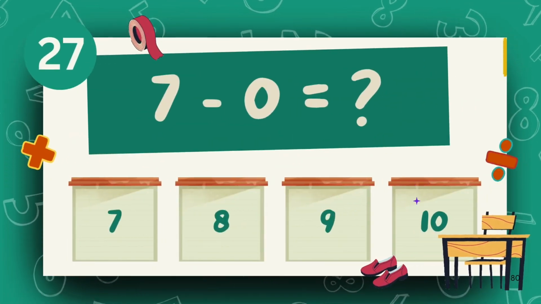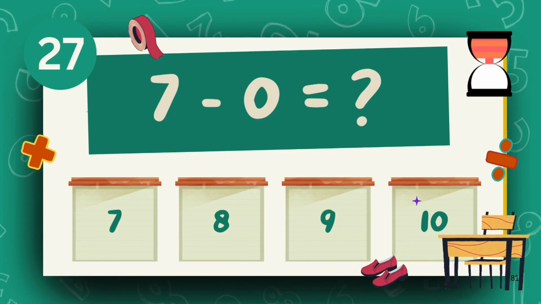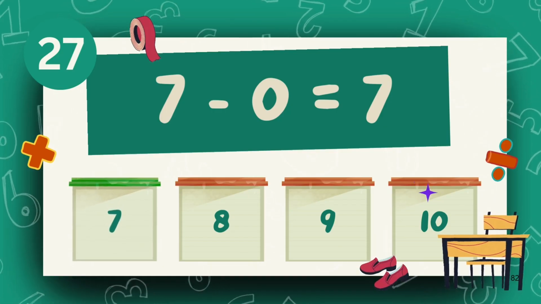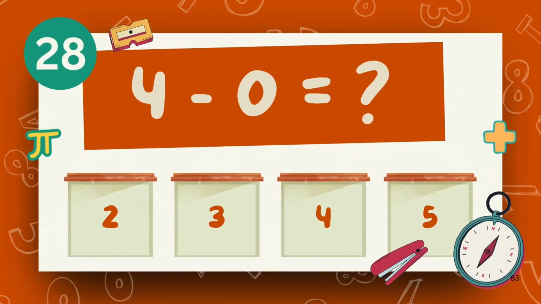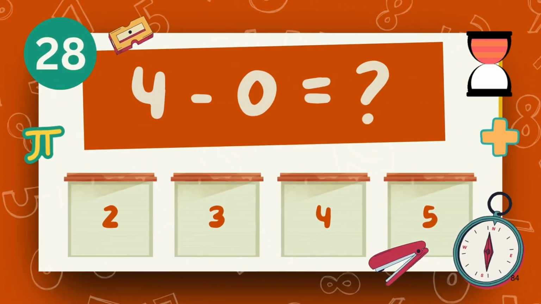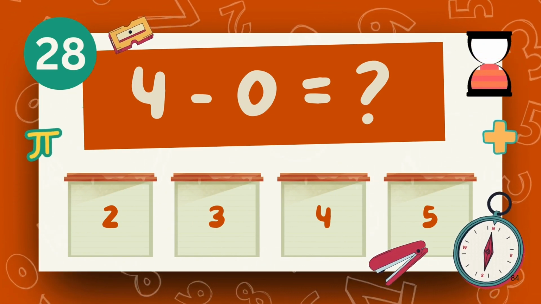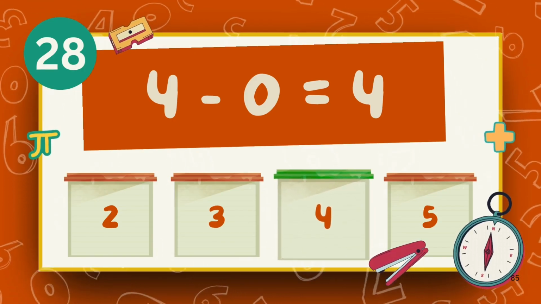What is 7 minus 0? The answer is 7. What is 4 minus 0? The answer is 4.